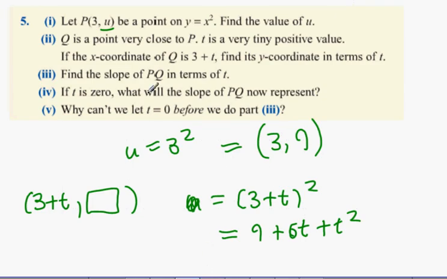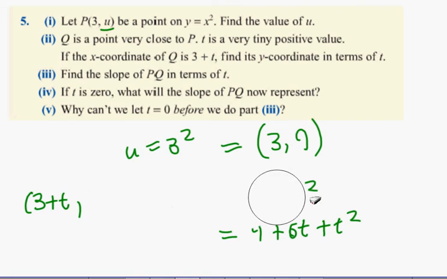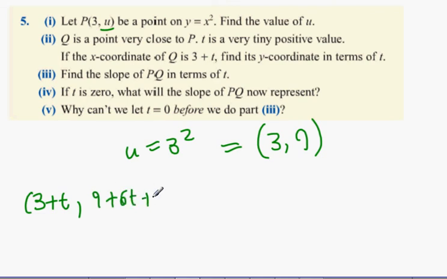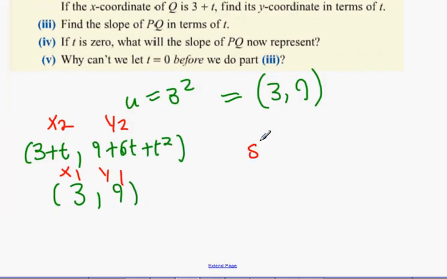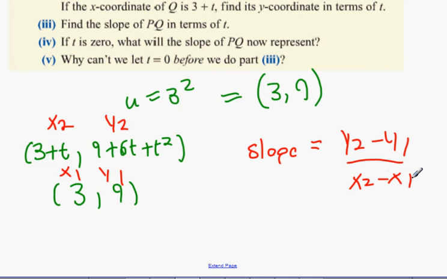Now, what happens here is, find the slope of PQ in terms of T. How do we find the slope? Well, we know that this one here is 9 plus 6T plus T squared, and this one here is (3, 9). To find the slope, it's x2, y2, x1, y1. We then use the slope formula, and the slope formula is y2 minus y1 all over x2 minus x1.